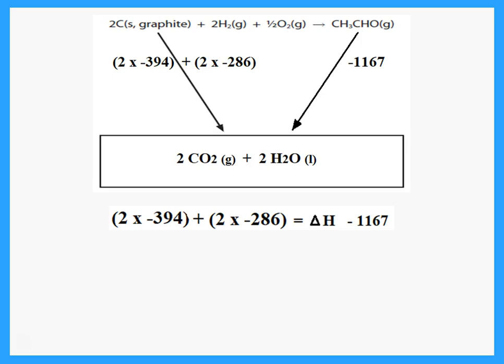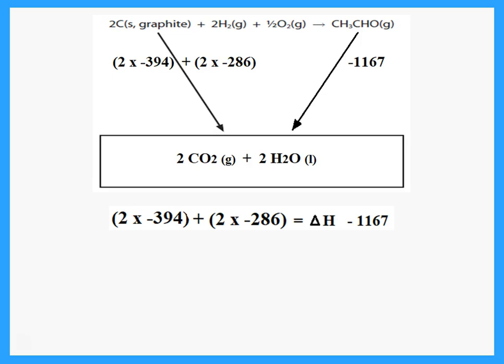Follow the arrows and you will find that the combustion from two carbons plus two hydrogens to give two CO2 plus two water is equal to the total on the other side. So the total of the 2C plus two hydrogen plus half oxygen to give CH3CHO and then going to the product down. So that is the delta H minus the delta H of combustion.